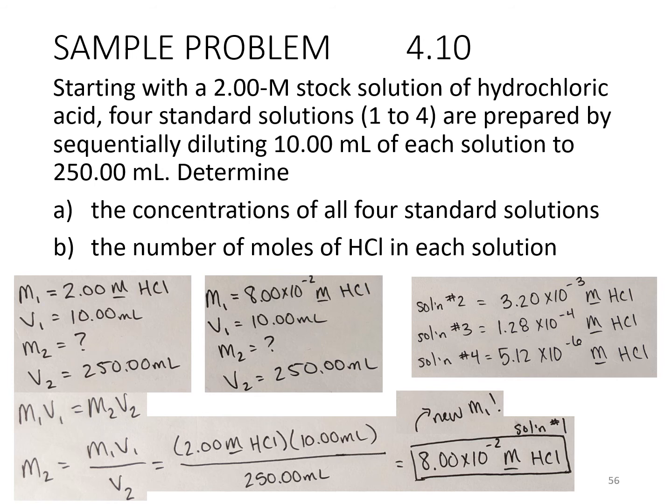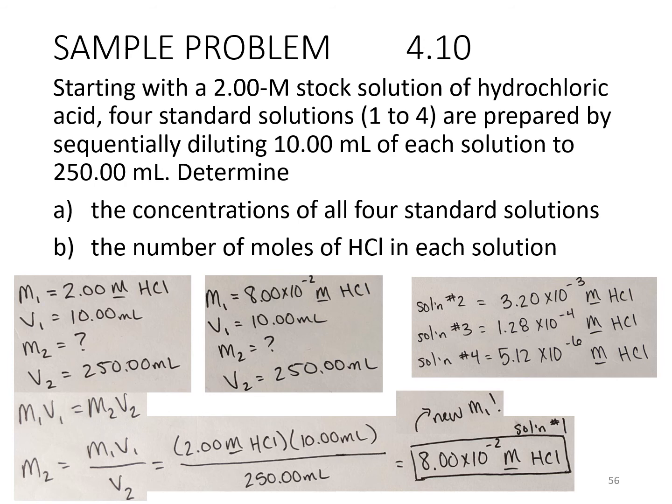And then again, that would now become our M1, and our V1 would still be 10 milliliters. Our V2 would still be 250 milliliters, and now we'd solve for M2 again. If we were to do that again, we would get 1.28 times 10 to the negative 4th molar hydrochloric acid, and then yet again to 5.12 times 10 to the negative 6 molar HCl.